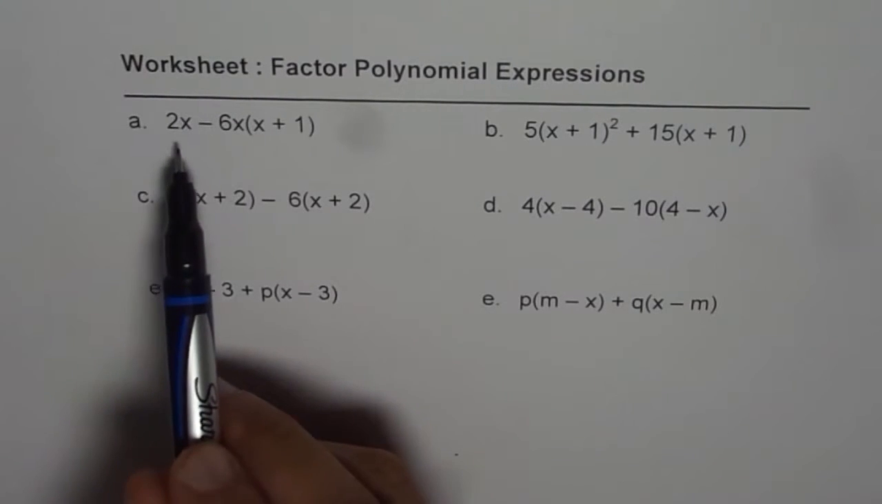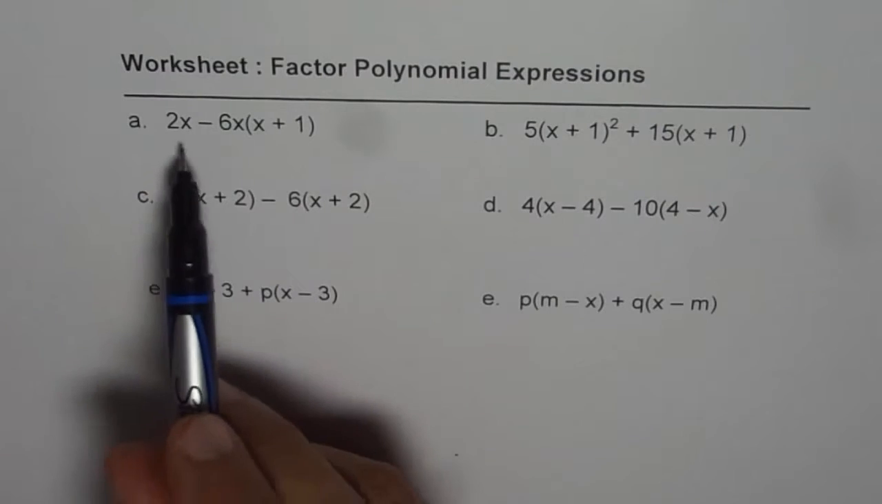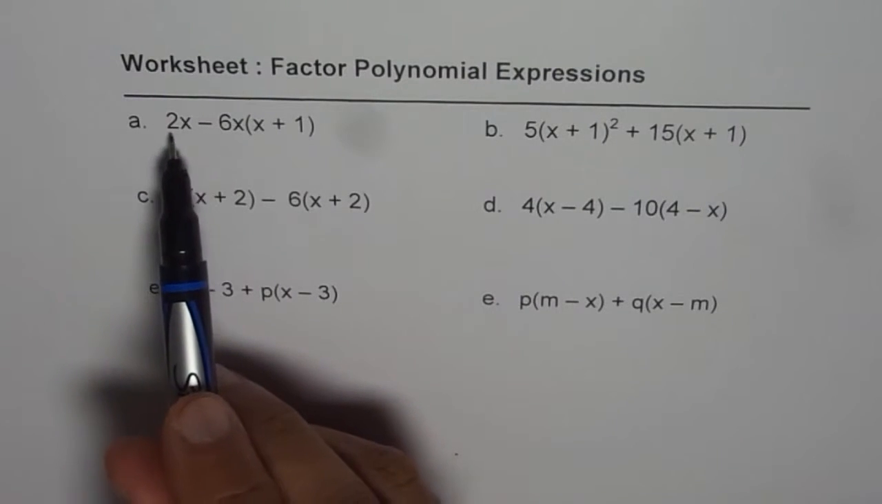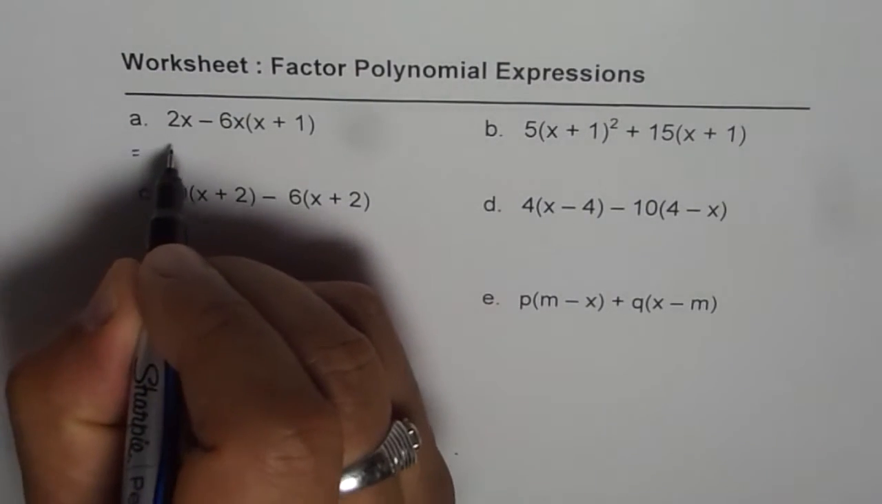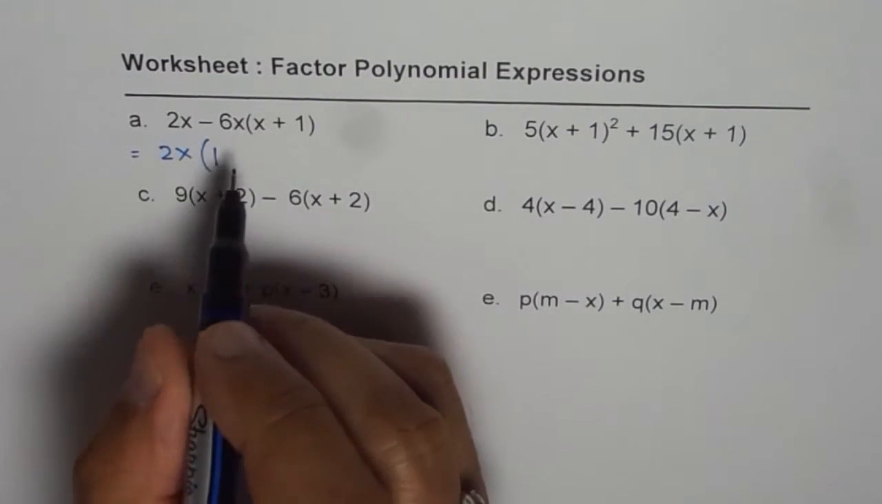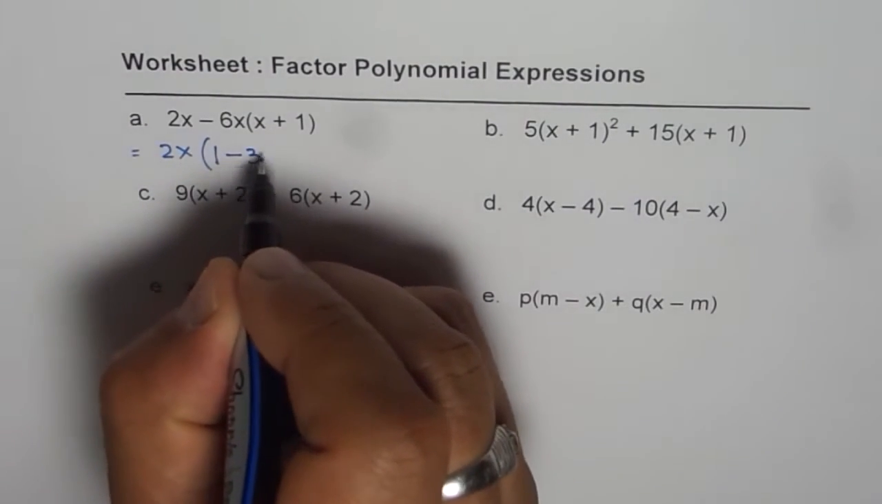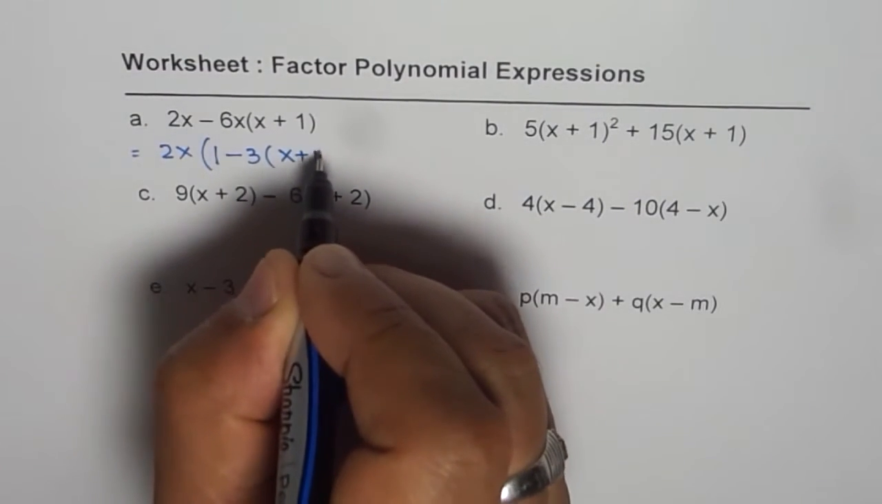The first one is 2x minus 6x times x plus 1. Now the common factor between them is 2x. So we can factor 2x out, 2x, and we are left with 1 from the first term. 6x divided by 2x is 3, so it is minus 3 times x plus 1.